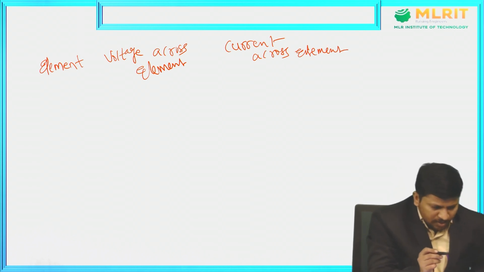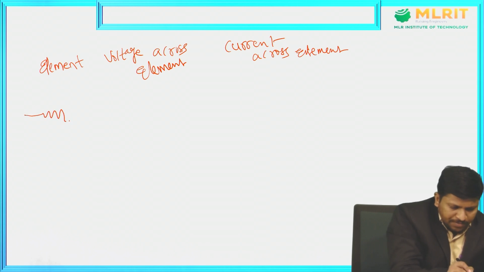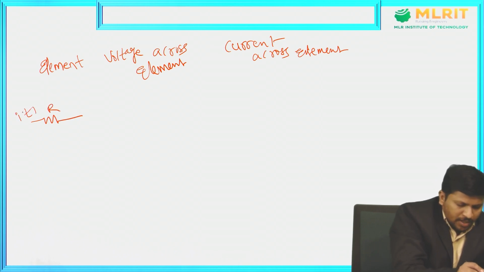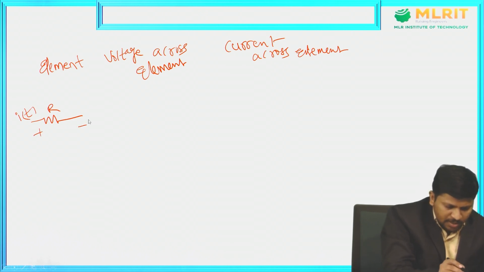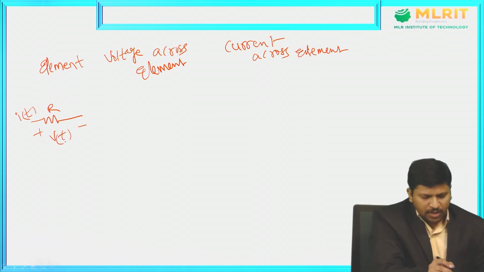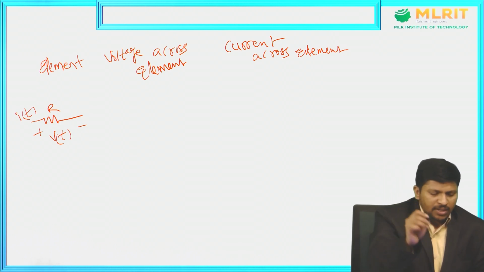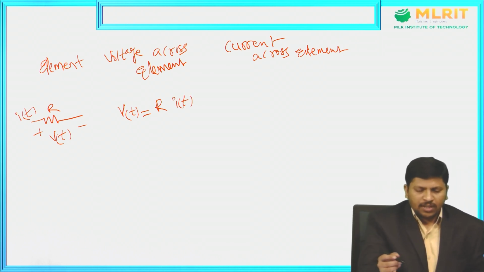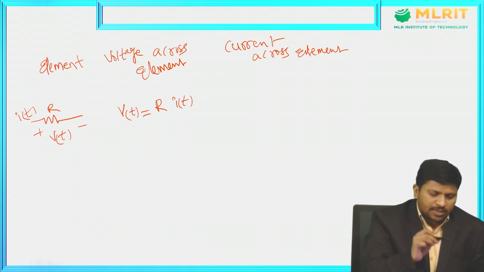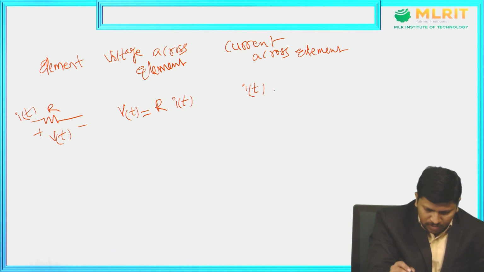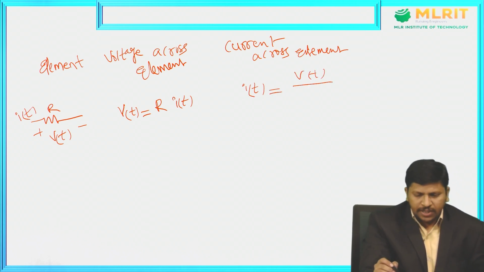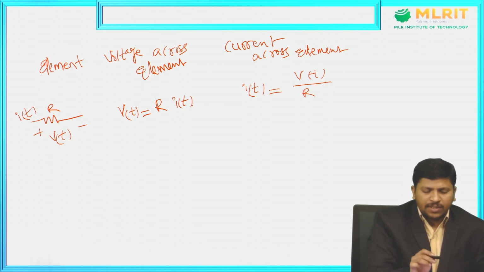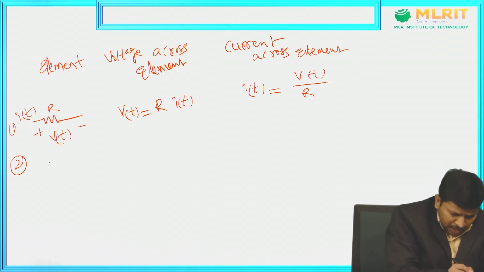Observe the resistor symbol. I of t is the current flowing through the resistor, with V of t the voltage across it. The voltage across the resistor is V of t equals R into I of t, and the current through the resistor is I of t equals V of t divided by R. Simple.